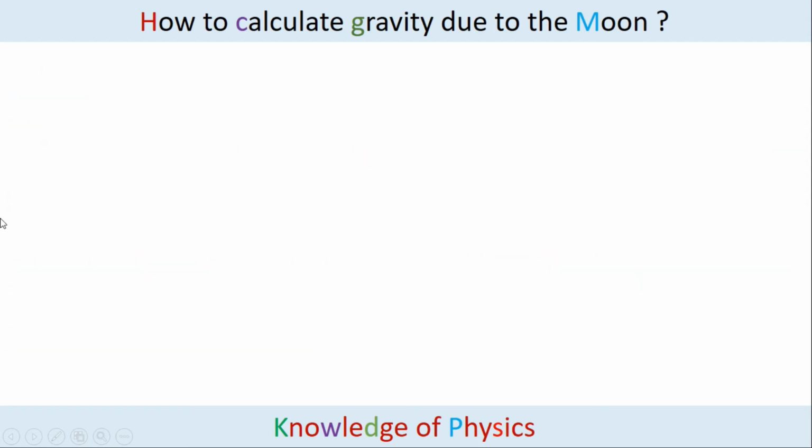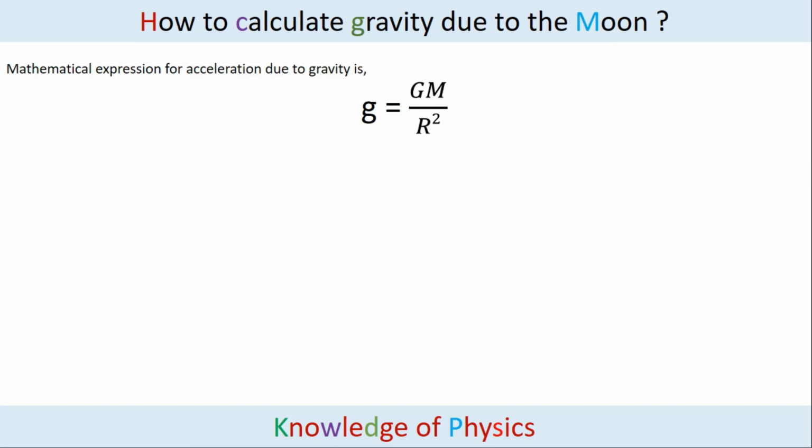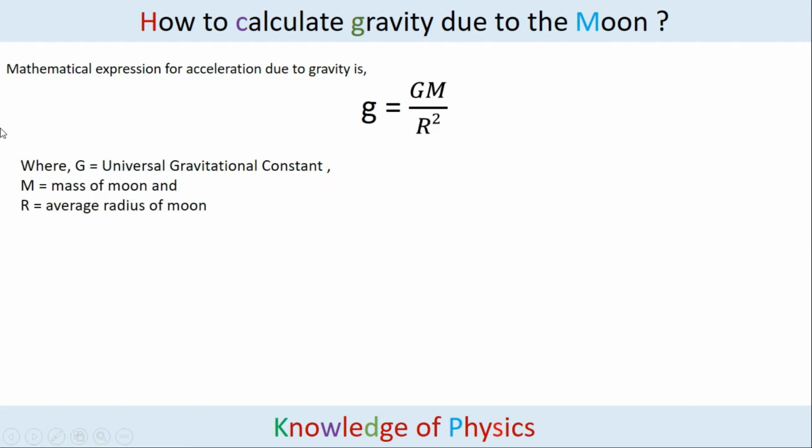Now the mathematical expression for acceleration due to gravity: small g is equal to capital G times M by r square. I have already uploaded a video on why the acceleration due to gravity at the center of Earth is 0. You can watch that video as well by clicking on that I button, or the video link is given in the description. In this equation, G is universal gravitational constant, capital M is mass of the moon, and r is average radius of moon.